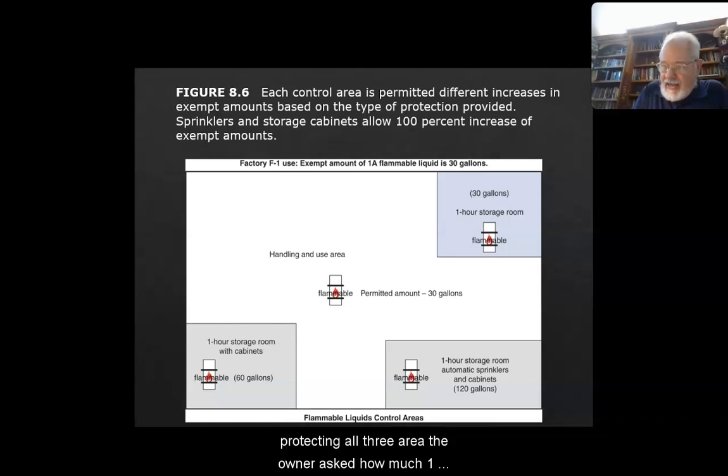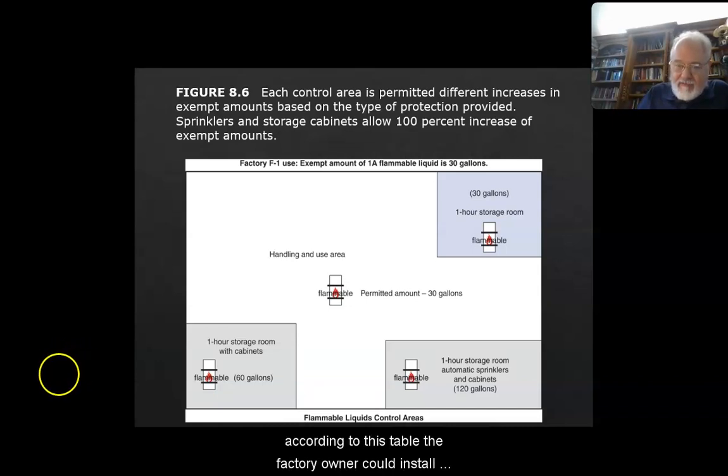The owner asks how much 1A flammable liquid is permitted in the building under the fire code. Calculating the permitted exempt amounts. 1. Fire code allows 4 control areas on the 1st floor with 1-hour fire barriers and fire doors. Exempt quantity table allows 30 gallons of 1A flammable liquid in the control area. Determine the allowable increases for sprinklers and cabinets. Example: permitted amount is 240 gallons.